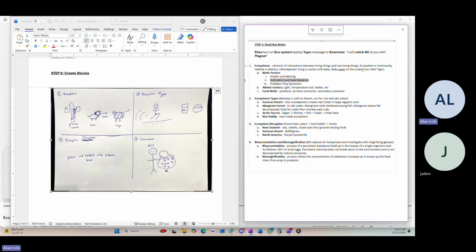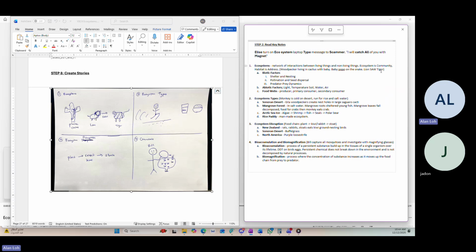Then the snake, why the snake is there? Because of predator and prey dynamics. So this will help me to remember the content of the books. Okay, does it make sense? Yeah. It's not logical, but it's easier for you to remember the content of the books.